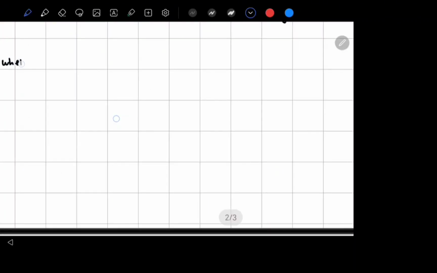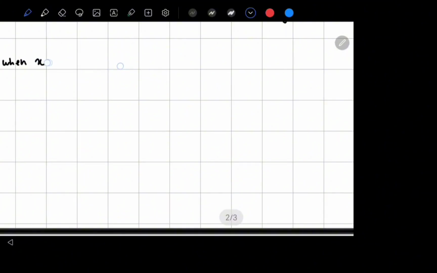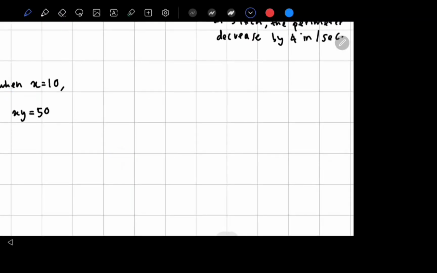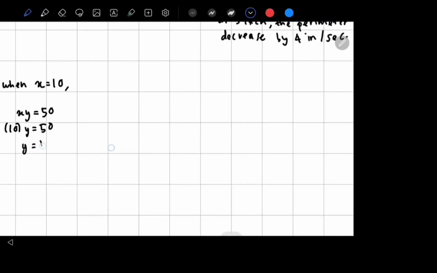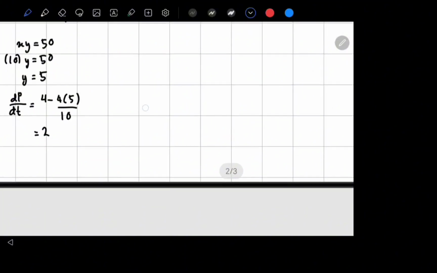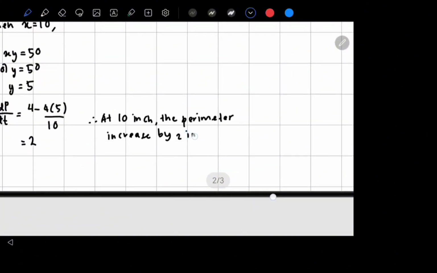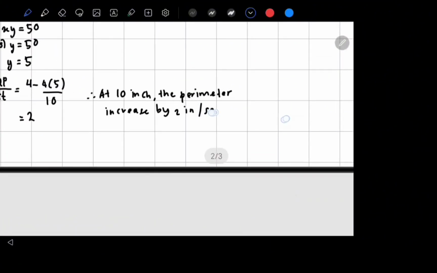the question asks for when x equals to 10. Do the same as part A just now. Substitute x as 10, we get y equals to 5. We get the answer is 2 inch per second.